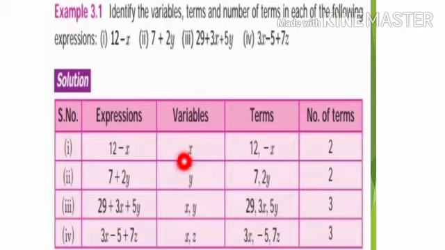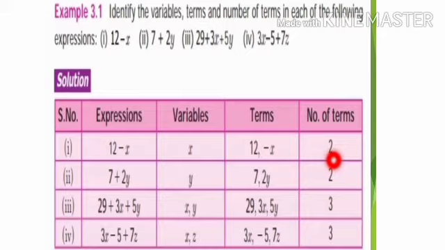Here the variable. A variable is a letter representing some unknown. So x is a letter. So it is a variable x. Write down here. And terms. 12 minus x. In this, 12 and minus x are two terms. So 12 and minus x are terms, and the number of terms is two.